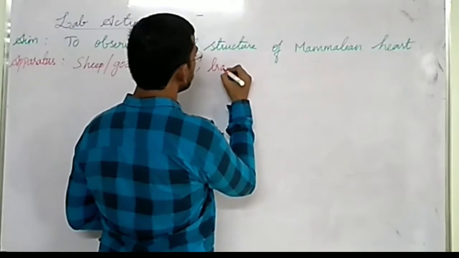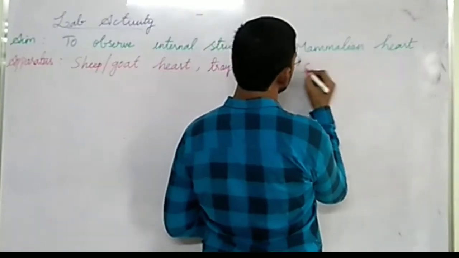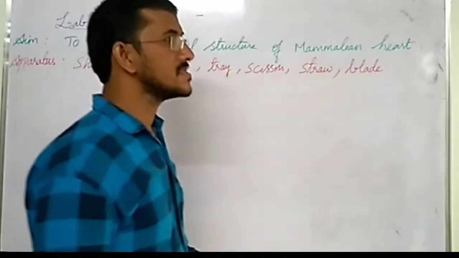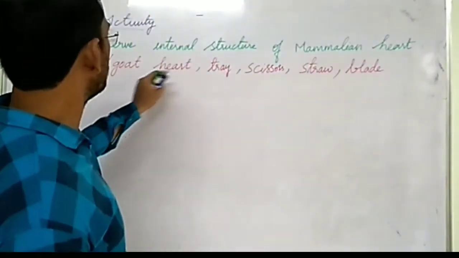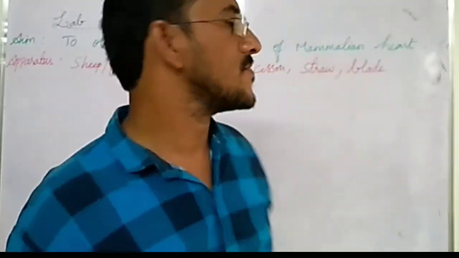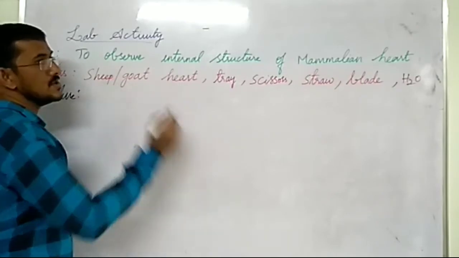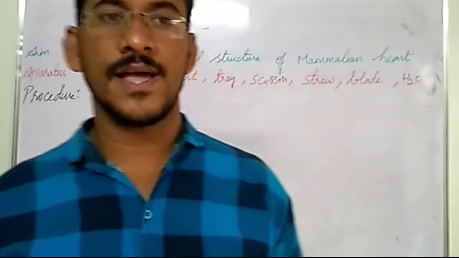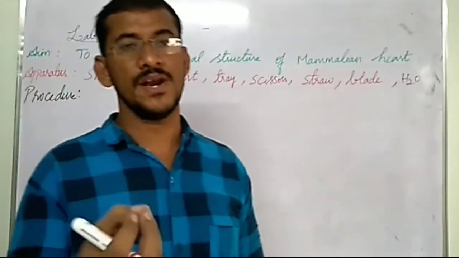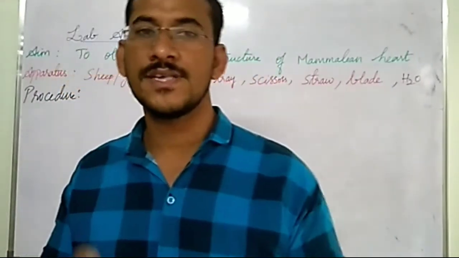Then you need one tray, scissors, straw, blade. These things are required. Goat heart, tray, scissors, straw, and blade are required. And we also need water. So first you take the tray and take the mammalian heart, completely wash it and drain it, because the heart contains blood. So completely wash it and keep the heart in the tray. So now our heart is ready.